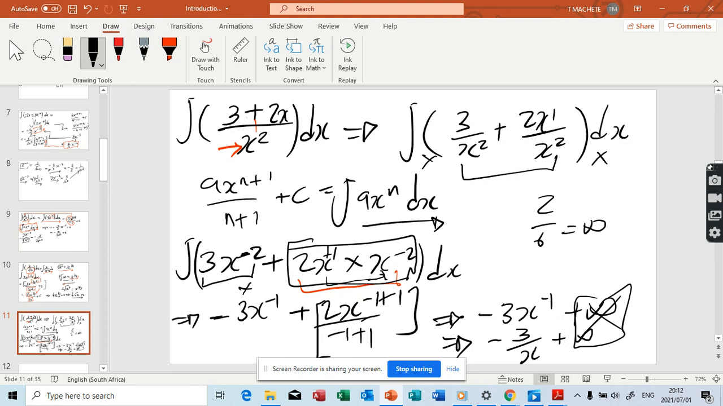Do you guys understand that part? Oh, yes, plus c. Thank you. Don't forget that. Plus c. Other than that, do you guys understand it? Yes, ask.